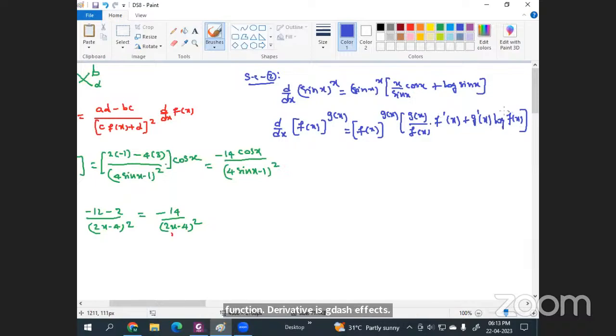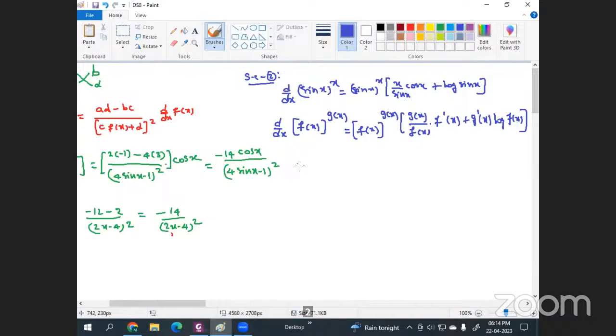All these problems you will get in terms of log only in the answer. Right? So what we need to write: f of x to the power of g of x into g of x by f of x into f dash of x plus g dash of x into log of f of x. Right?